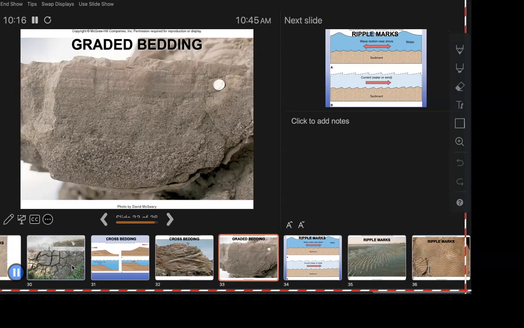Graded bedding. This is sorting. We talk about sorting in weathering and erosion, and we tell you that as a system is slowing down, be it wind or, easiest to think about, water, as a stream slows down, it's going to drop the heaviest stuff first, then the medium stuff, and then the finest stuff last.